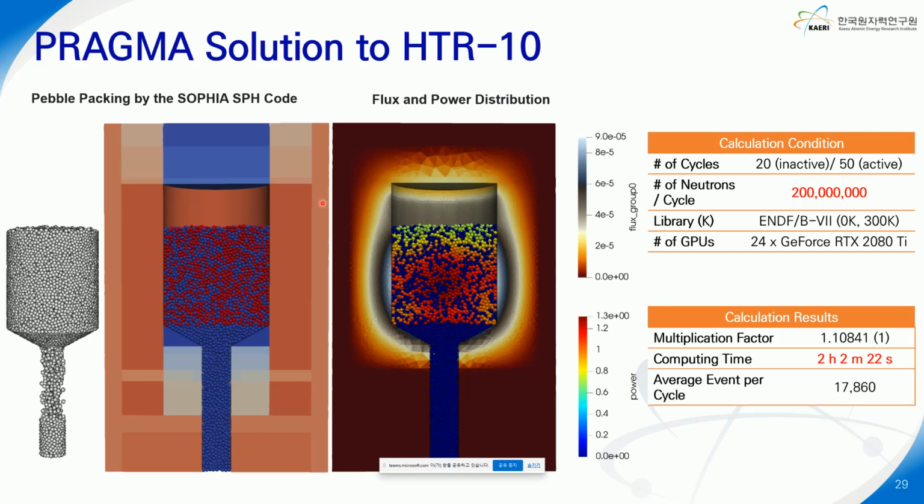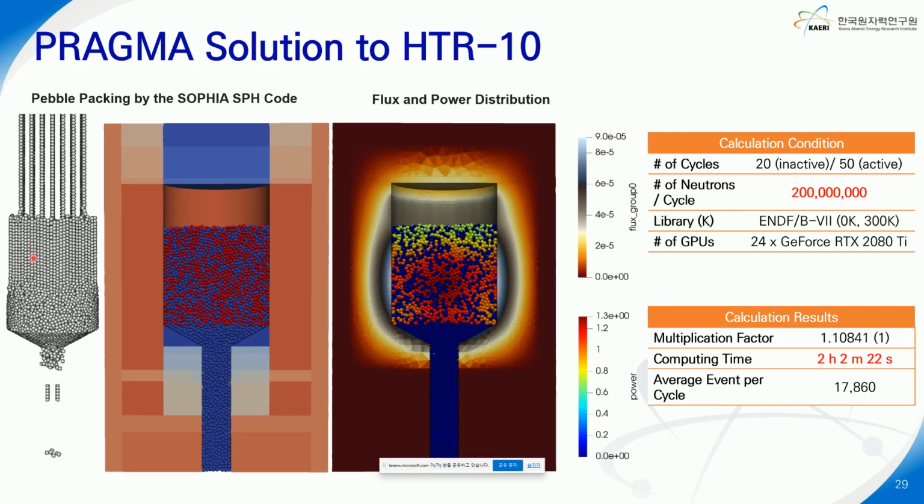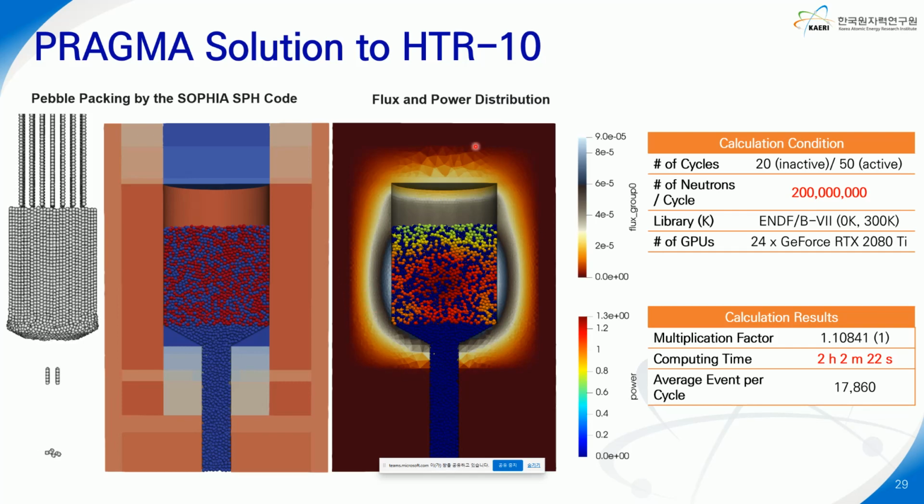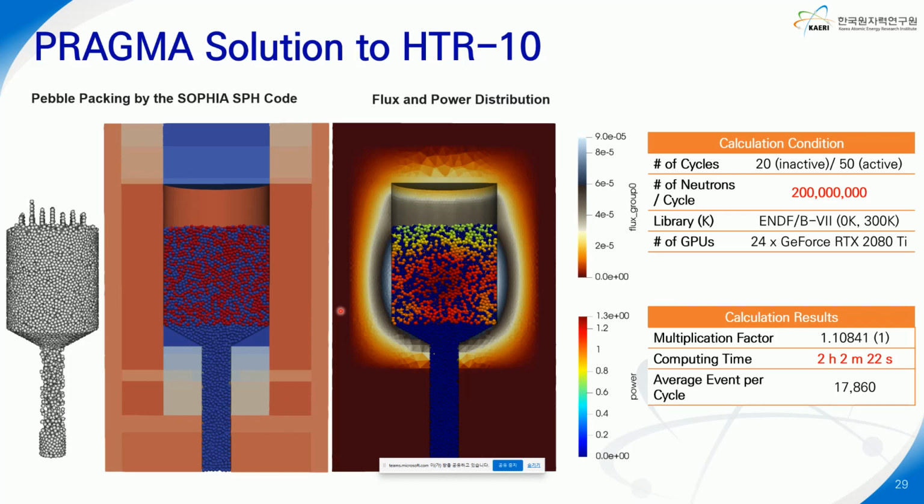This one is the Pragma result for a pebble bed type reactor. The location of each pebble was determined by the SOFIA smoothed particle hydrodynamics code, which can simulate the pebble packing like this. This is the resulting pebble distribution, and this is the power and flux distribution. In the graphite reflector, which is represented by a finite element, only the flux distribution is shown.